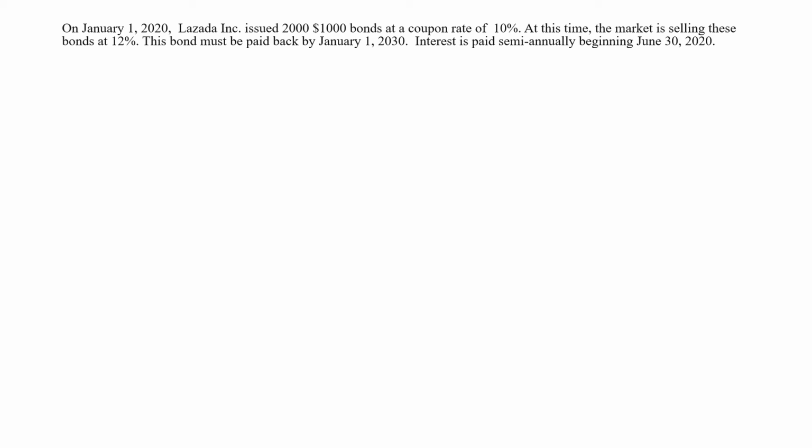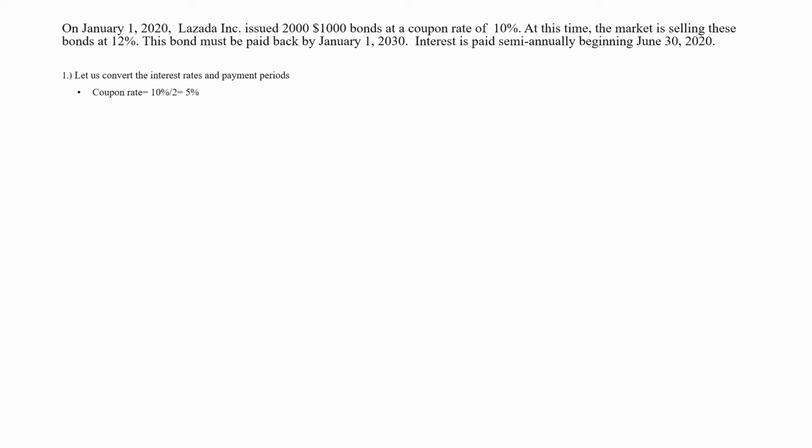At first glance, we can already see that this bond is selling at a discount because the effective rate of 12% is more than the stated rate of 10%. Also, the maturity period lasts for 10 years, since from 2020 to 2030 is 10 years. And we have to take note that the payment of the coupons is done semi-annually. So first, let us convert the interest rates and the payment periods.